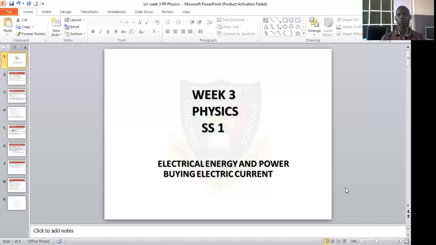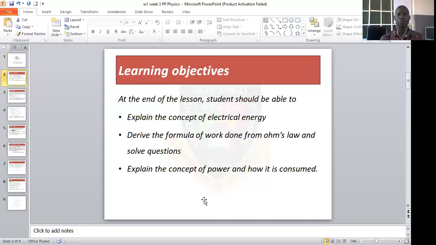I'll take you through the learning objectives we have set to achieve this week. At the end of the lesson, students should be able to explain the concept of electrical energy, the work done, the basics of electrical energy, how to derive the formula from Ohm's law, and solve questions. We'll take one question from there, and the concept of electrical power and how it is consumed. I will explain that too.